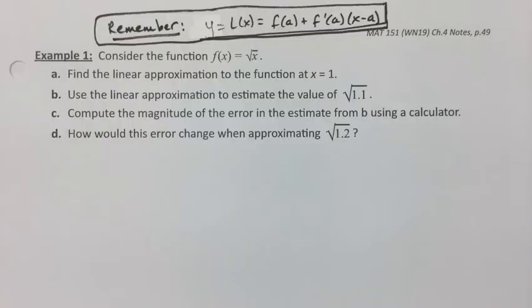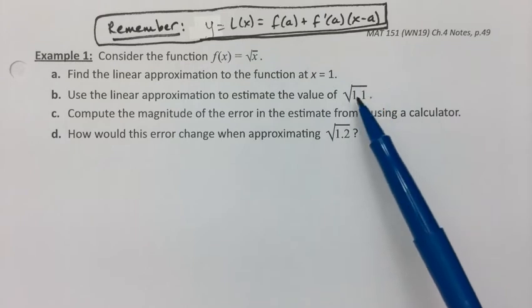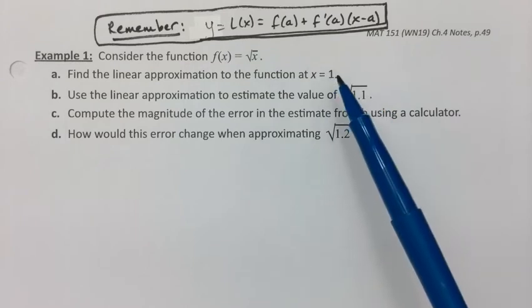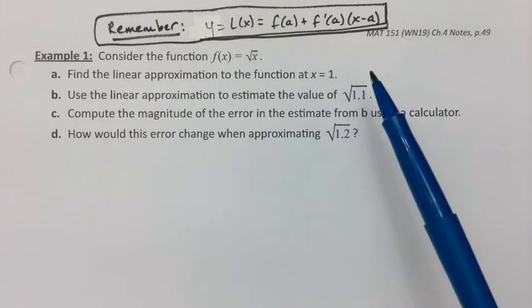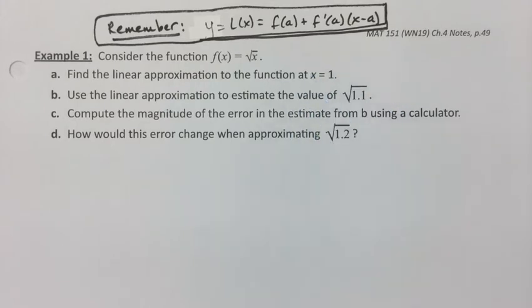So we're going to consider the function f of x equals the square root of x. A classic example of something that the calculator doesn't really like to do. It doesn't really like to deal with the square root of 1.1. It would much rather, and all of us would much rather, deal with the square root of 1, the square root of 4, the square root of 9, and so on. All right, so we're going to find the linear approximation to the function at the value x equals 1.